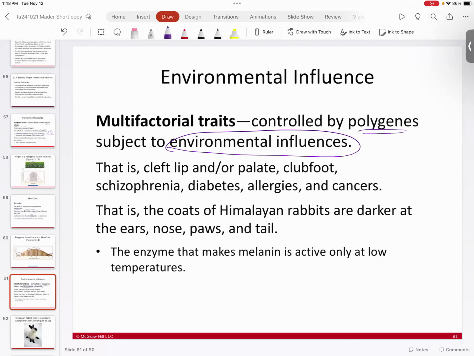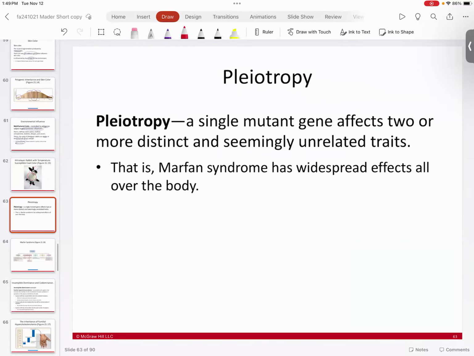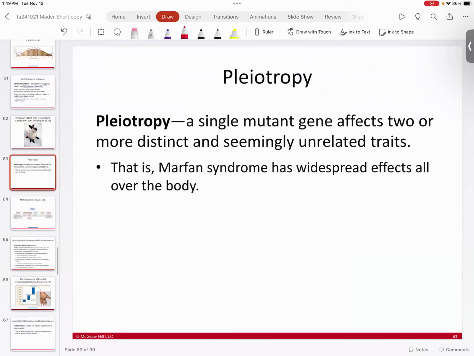But if you take a look at the Himalayan rabbit, this is a good example of the environmental influence on an animal. So for instance, you have a dark pigment deposition on the ears, the nose, the paws, and the tails. And that's because there's an enzyme that makes melanin that's temperature sensitive. In cold temperatures, it's going to deposit melanin. That's the reason why you get these melanin deposits in these cold extremities. And then in the warmer areas, like the core body temperature area, it doesn't deposit the melanin because it doesn't make it. So that's an example of how environment can basically affect the phenotype.